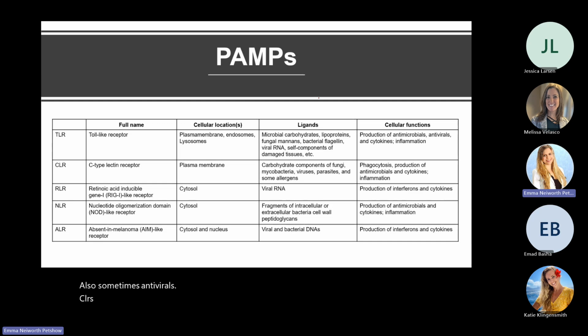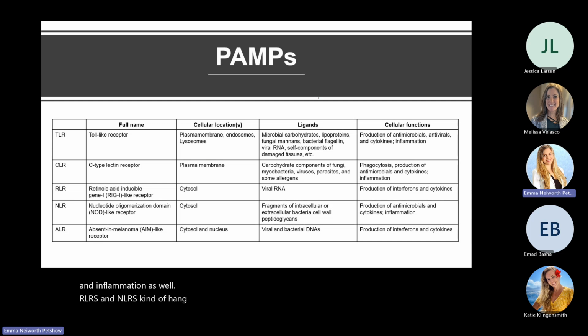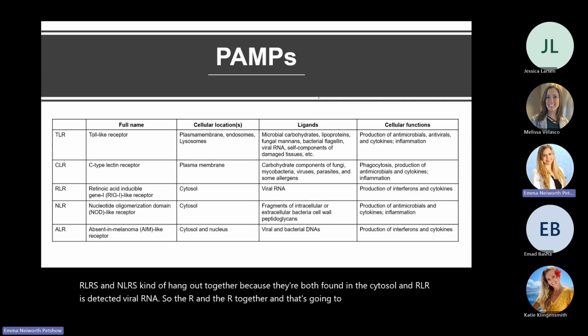So I think the C with carbohydrates, it's on the surface of stuff, oftentimes recognizes fungal components, and it's going to trigger phagocytosis and inflammation as well. RLRs and NLRs kind of hang out together because they're both found in the cytosol. And RLRs detect viral RNA, so the R and the R together, and that's going to activate interferons. Okay, so it's thinking some type of virus.